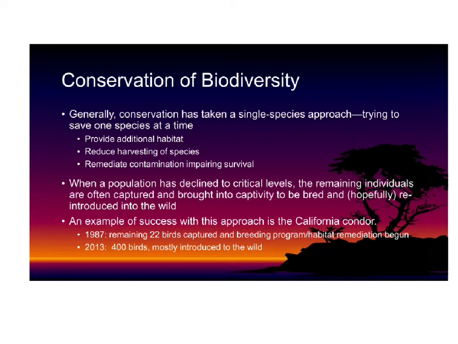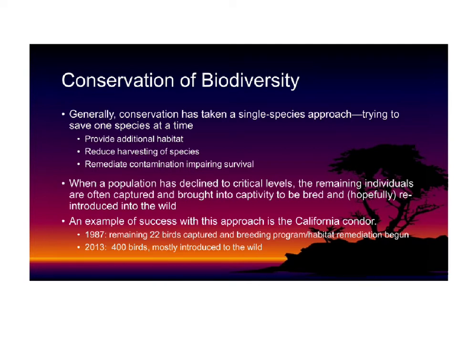Well, you can provide additional habitat for that species. You can reduce harvesting of that species, or you can remediate contamination that might be impairing the survival of the species. Meaning if pollution is hurting the species, you can actually clean up the pollution so that the species is going to have a better chance at survival. When a population has declined to critical levels, the remaining individuals are often captured and brought into captivity to be bred and then hopefully reintroduced to the wild.